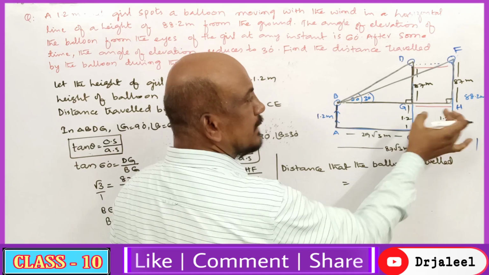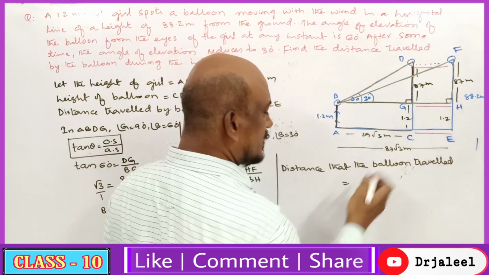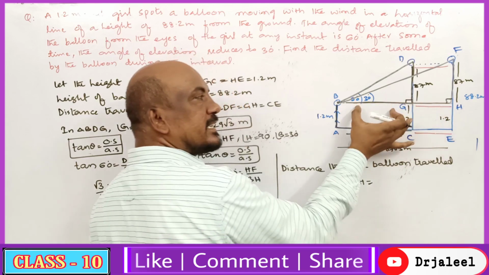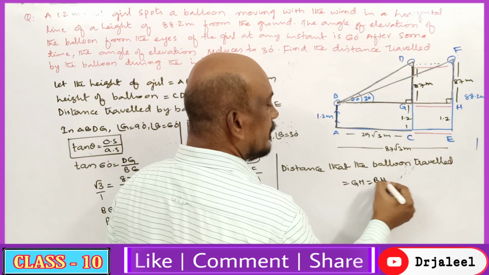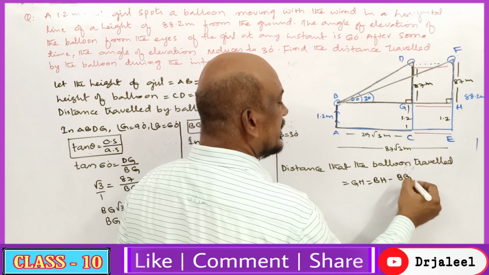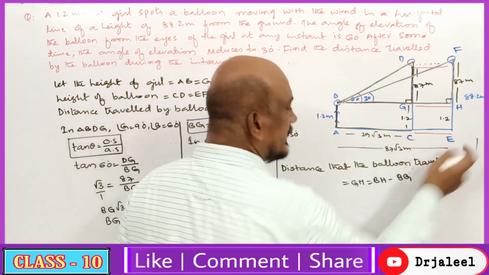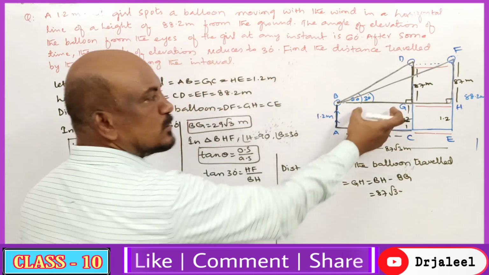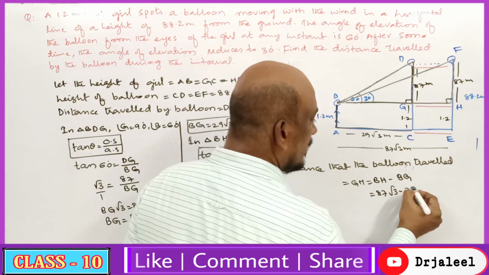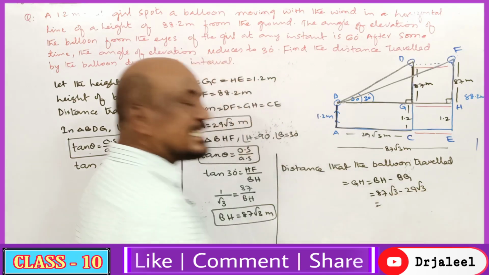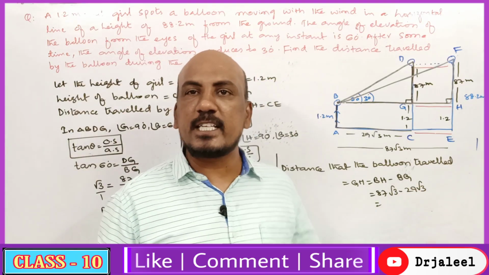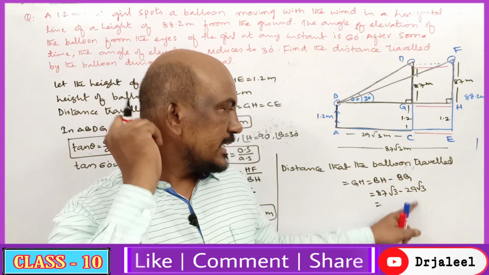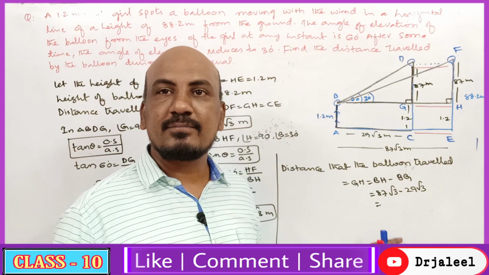is equal to, tell me what is the distance you will take now? GH is equal to BH minus BG. So BH, how much did you get totally? It is 87 root 3 minus BG. How much was BG? 29 root 3. So it's like 87 mangoes minus 29 mangoes. How many mangoes will you get? 87 minus 29.